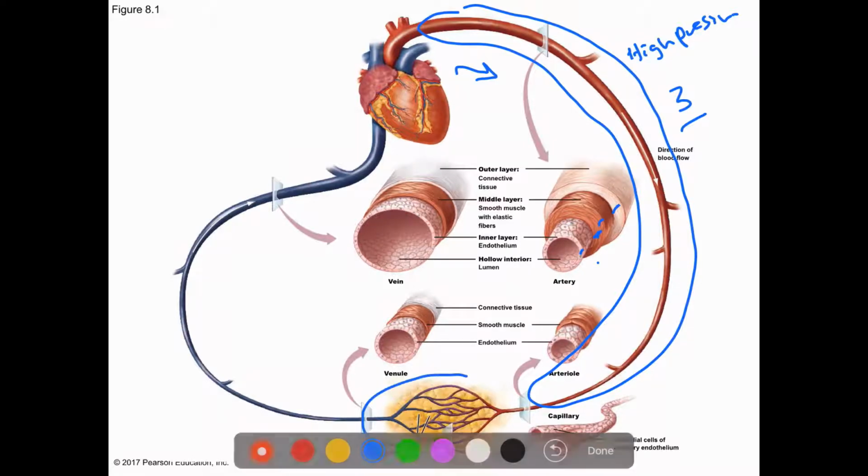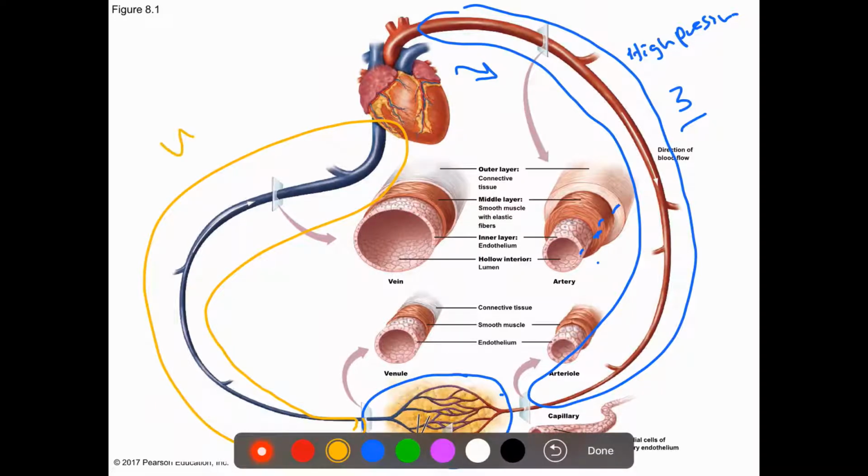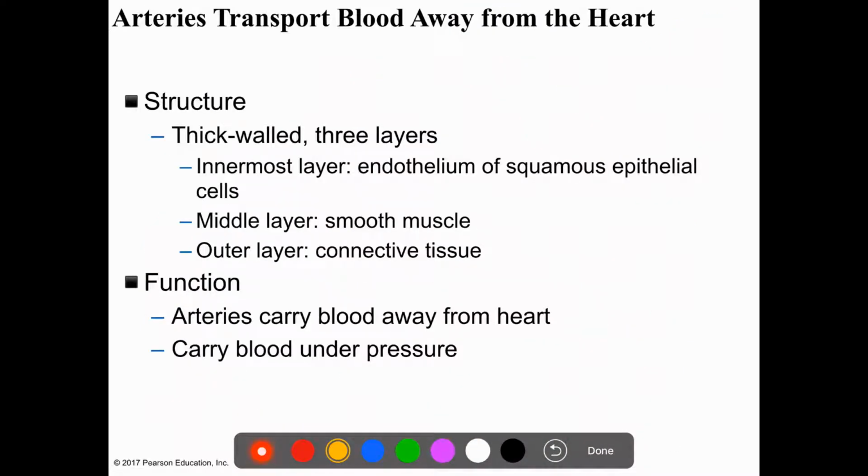Then we have the capillaries down here. These exchange solutes and water, nutrients within the cells of the body. Also, they will pick up the wastes of these cells and put them back into the blood. They have very thin walls. And then we have the veins. These are returning blood to the heart, and they have very thin walls. So these are the three components of our blood vessels.